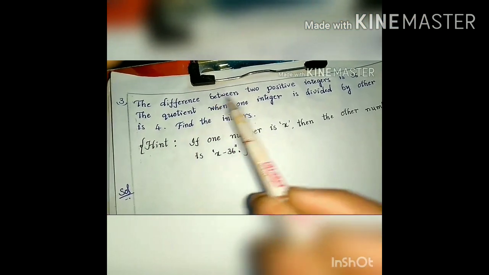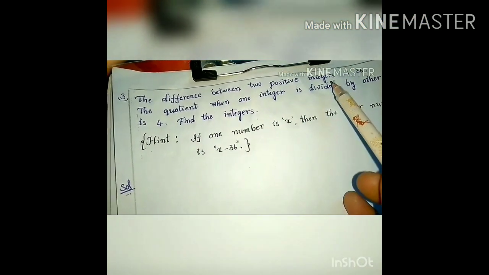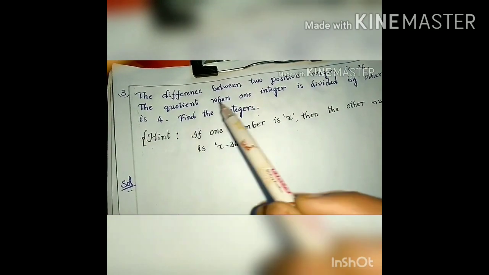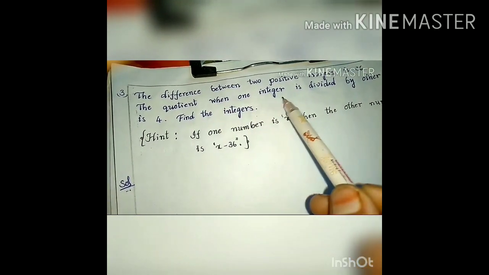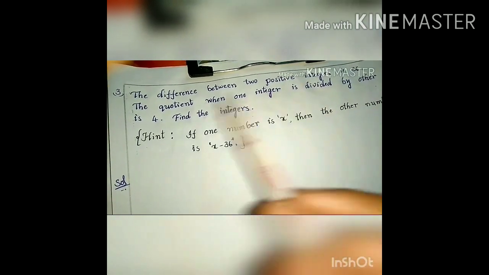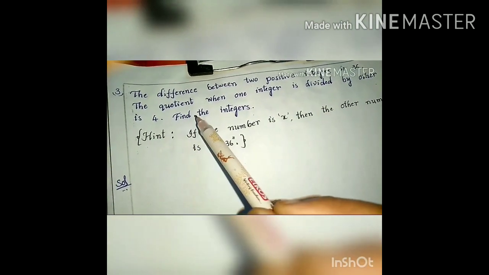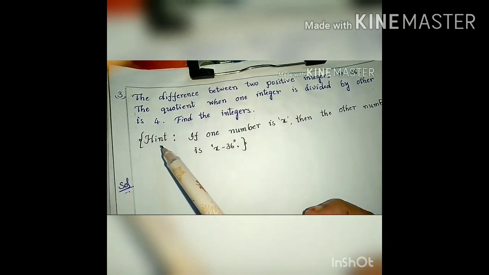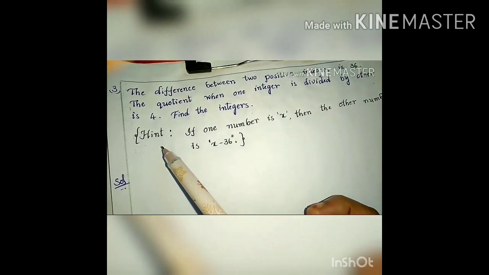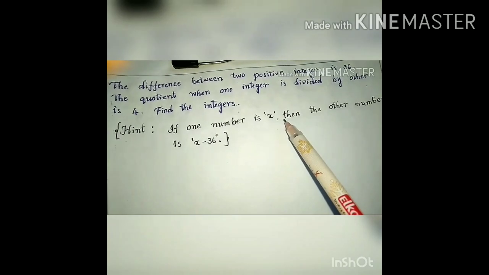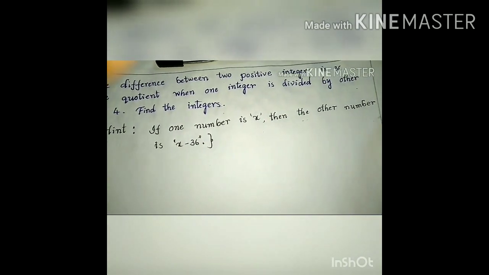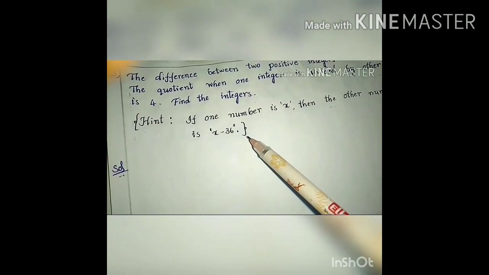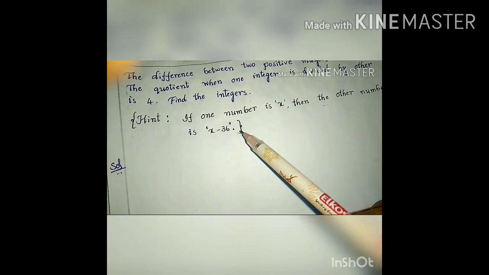The difference between two positive integers is 36. The quotient when one integer is divided by the other is 4. Find the integers. Listen carefully. The hint is already given: if one number is x, then the other number is x minus 36.